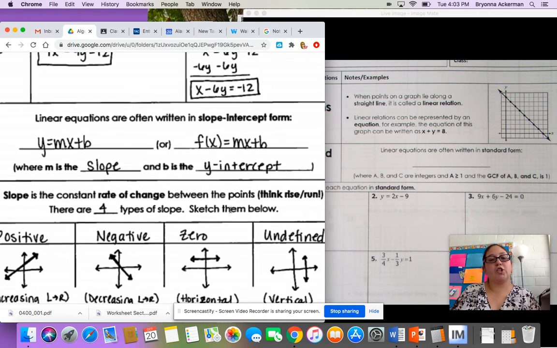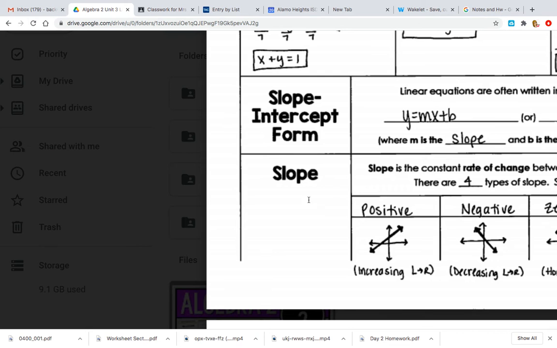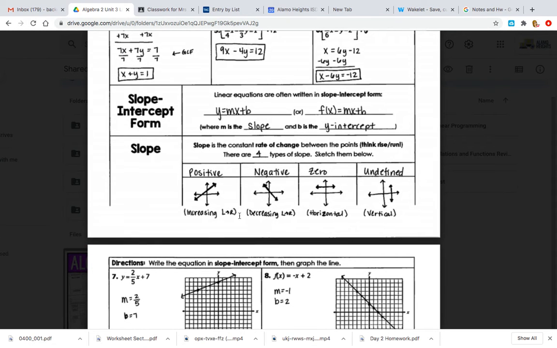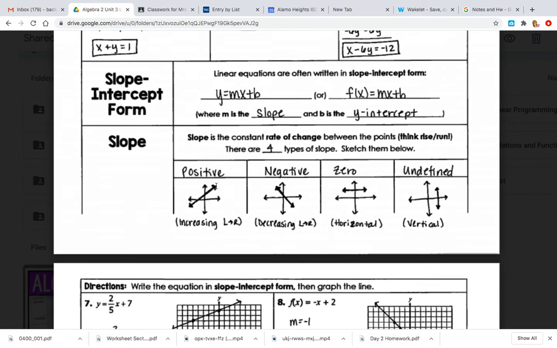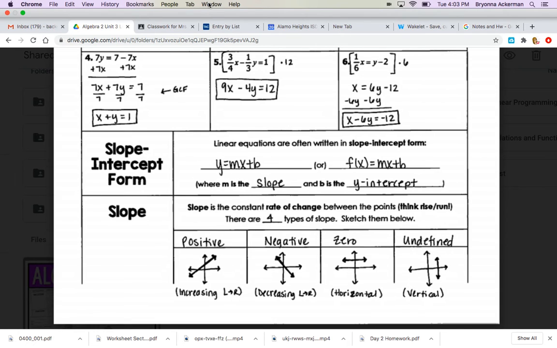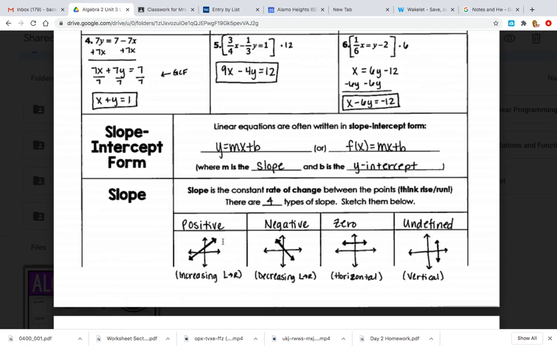And so what I want to show you is the 4 types of slopes. So the first one is going to be positive. So if I read the graph from left to right, it's going up. So it's increasing. If I read the graph left to right and it's decreasing, then you're going to have a negative slope.